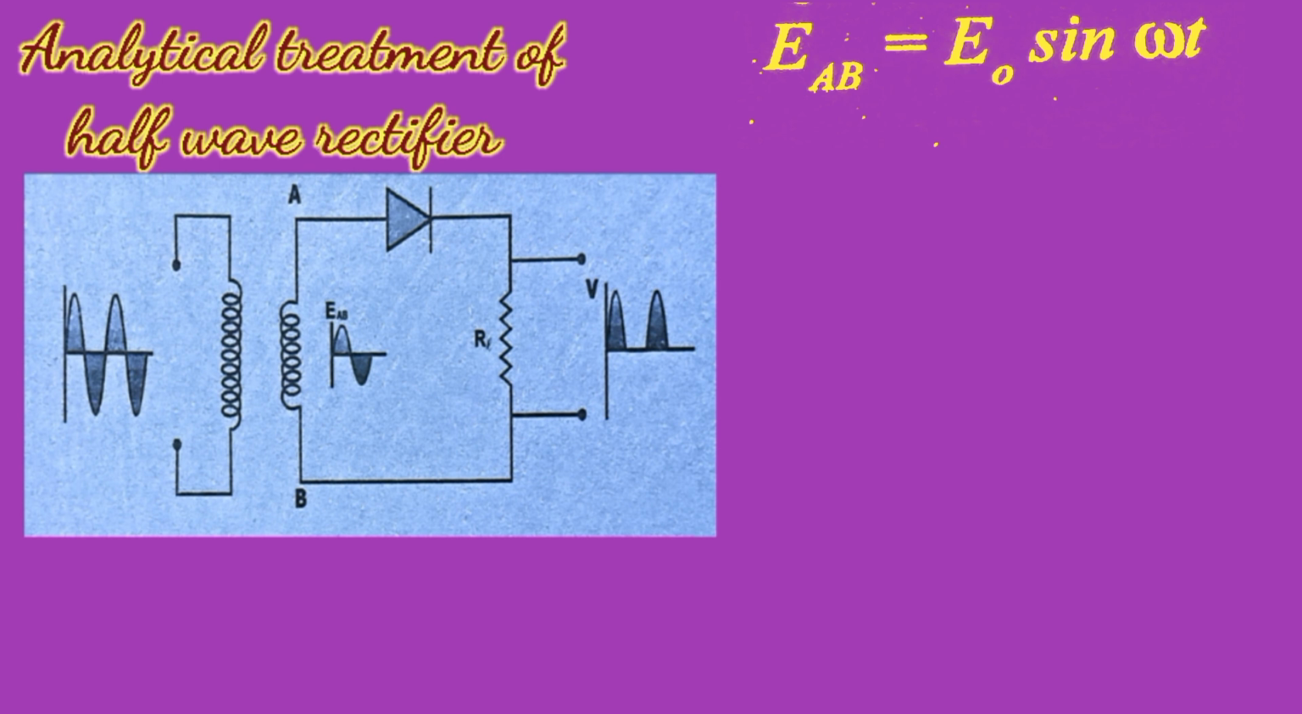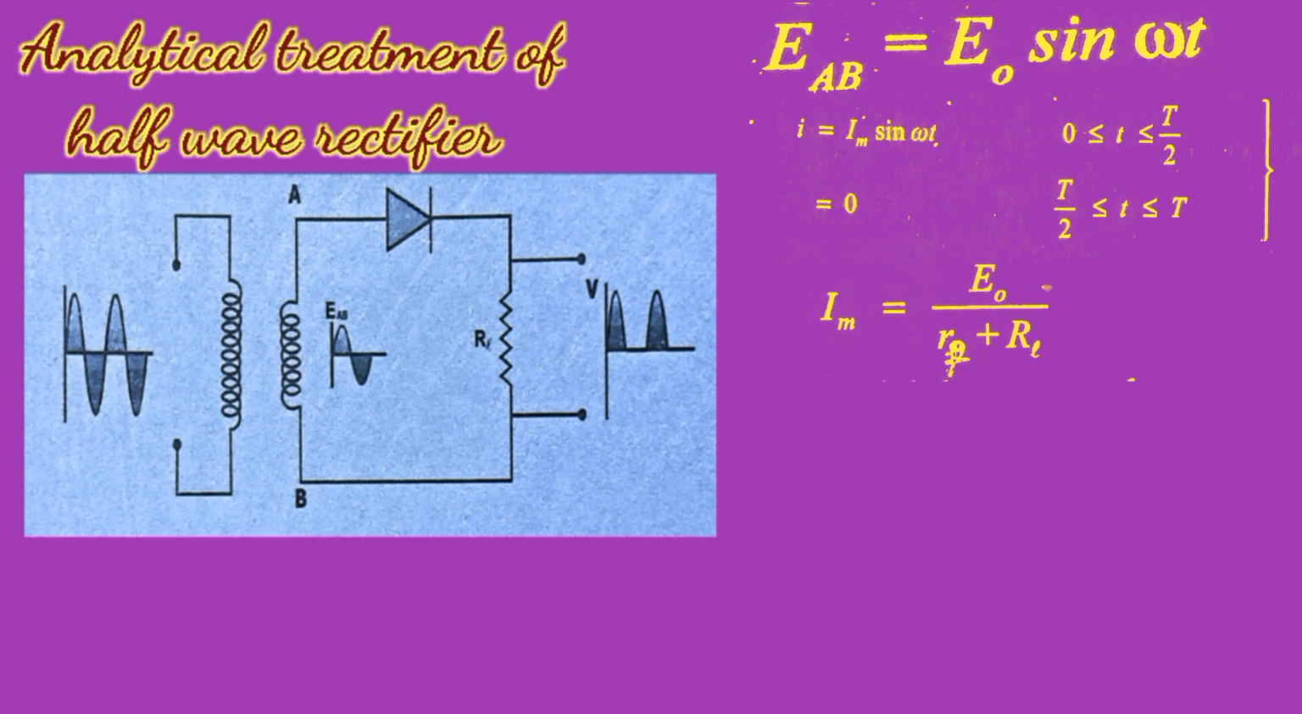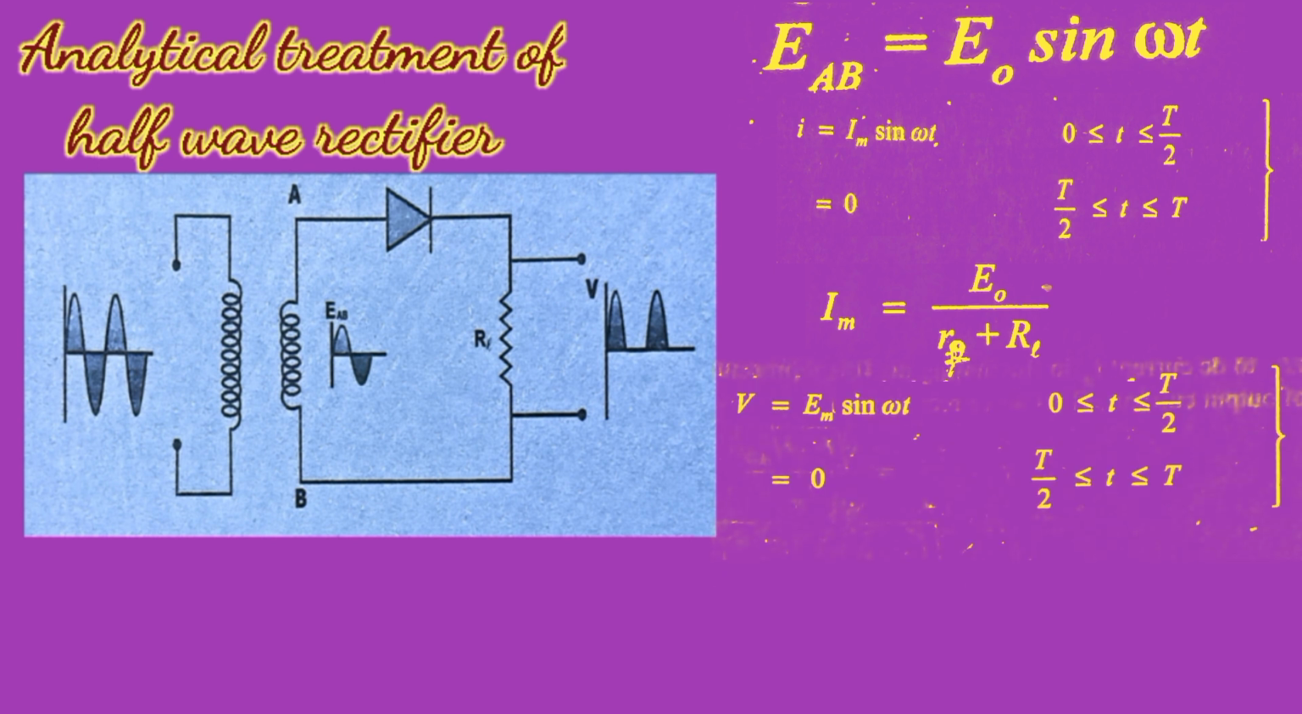The instantaneous value of current through the load resistance RL is I equals Im sin omega t for the time 0 to T upon 2, and I equals 0 for the time T upon 2 to T. Here Im equals E naught upon RF plus RL. The potential drop across the load resistance is V equals Em sin omega t for the time 0 to T upon 2, and V equals 0 for the time T upon 2 to T, where Em equals RL into E naught upon RF plus RL.